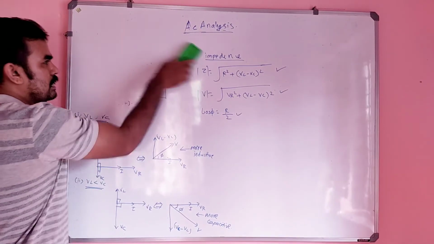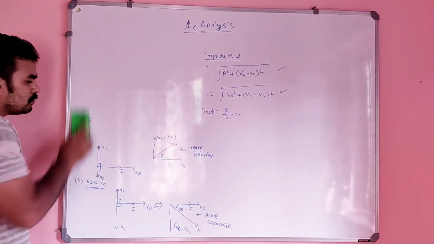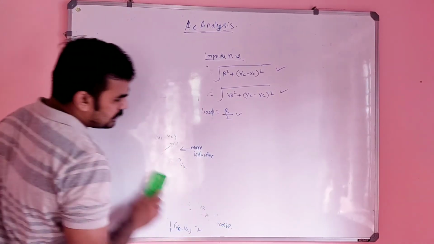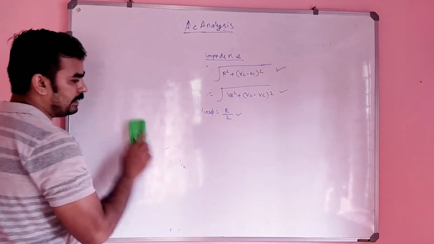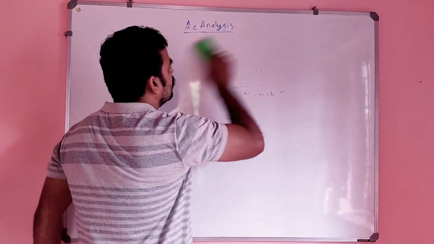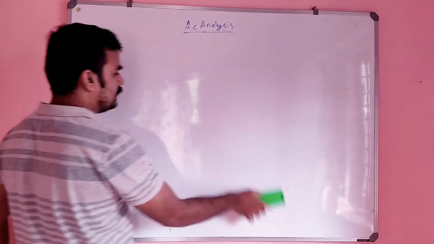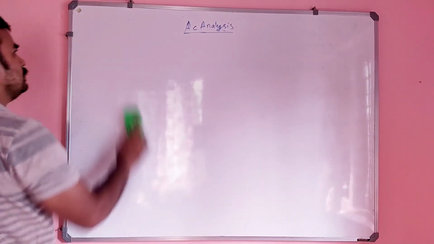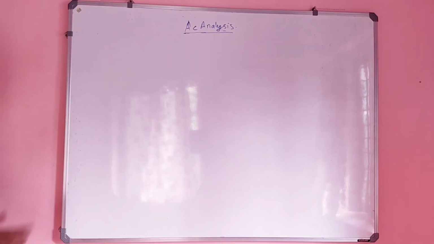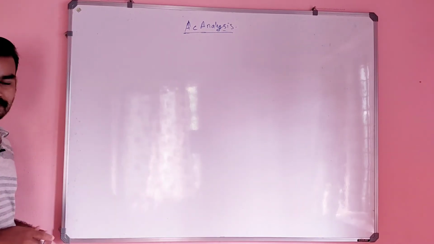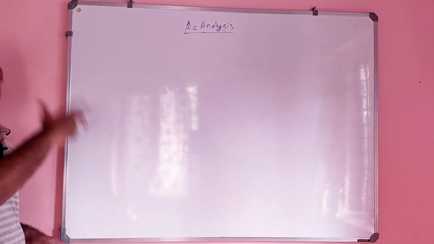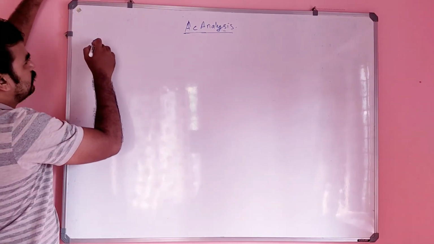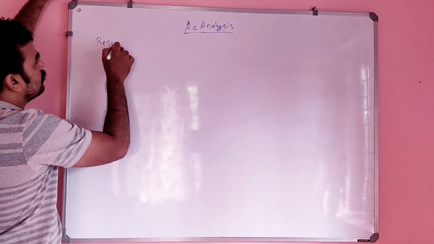From these sessions, a one-word question you may expect. Like in an RLC circuit, if XL is greater than XC, then what is the nature of the circuit? Or in a pure inductive circuit, what is the nature of voltage and current? Whether current lags or leads the voltage? What is the phase angle between those two? Like that, the questions you can expect. Next we can see a very important concept, resonance.